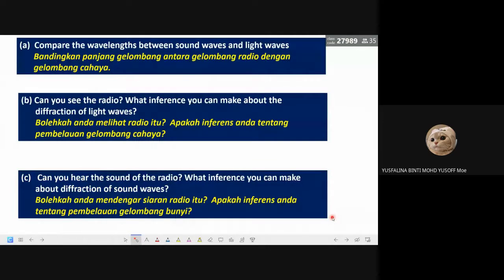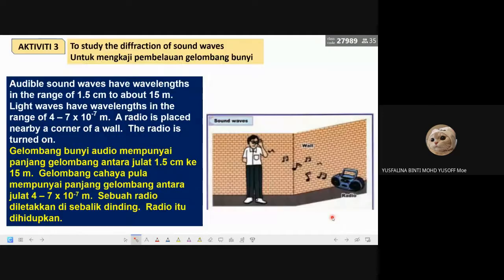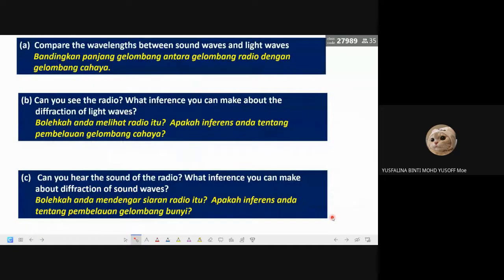So the first one asks you to compare the wavelength between the sound wave and the light wave. We already know just now that the wavelength of the sound wave is higher, right? It's 1.5 cm until 50 meters. But for the light wave it is 4 to 7 times 10 to the power of negative 7. So it's very small, right? So here the wavelength of the sound wave is higher.